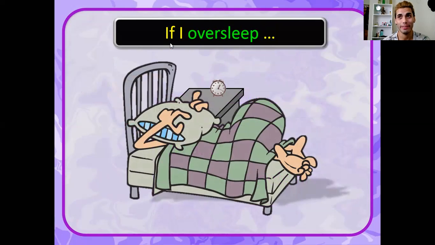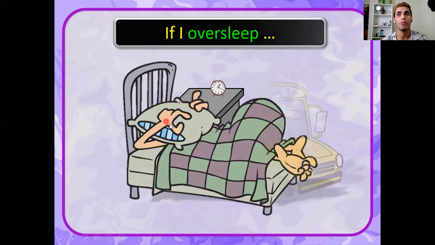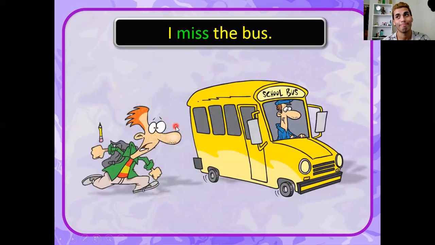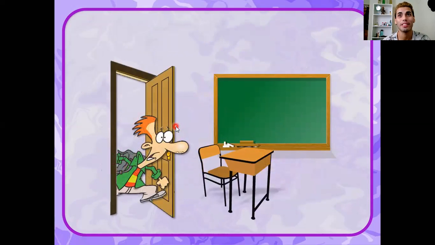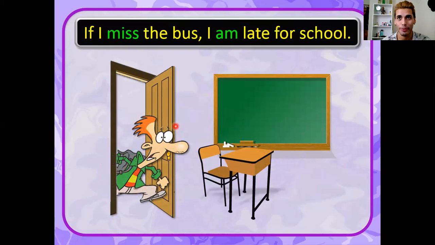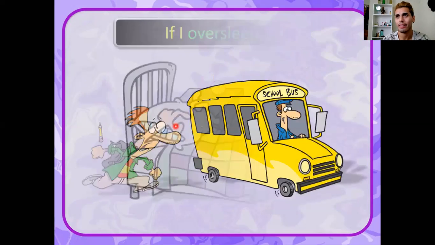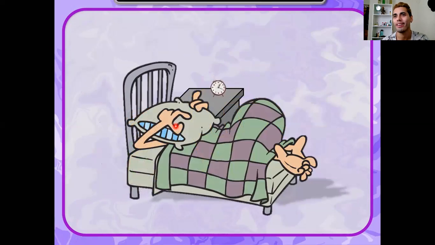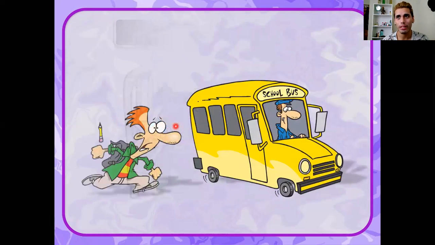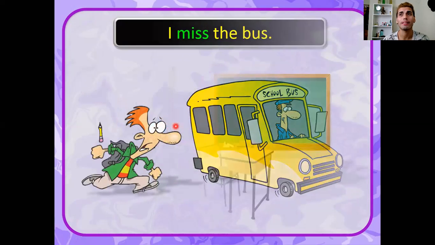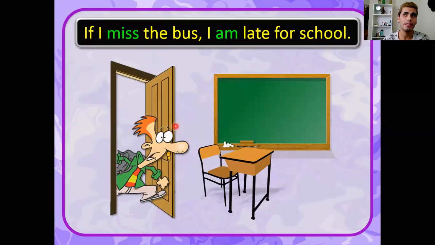If I oversleep, this is another example. What happens if I oversleep? Exactly. If I oversleep, I miss the bus. If I miss the bus, I am late for school. I guess that I skipped one layer, so let's see it again. If I oversleep, I miss the bus. If I miss the bus, I'm late for school.